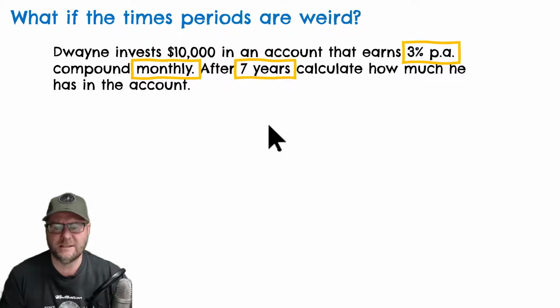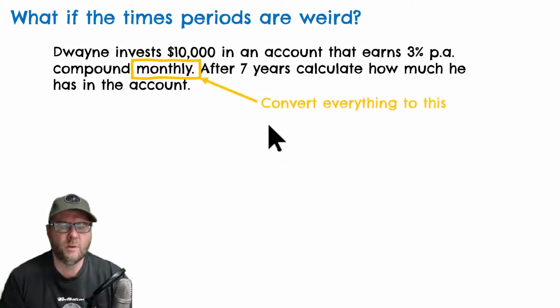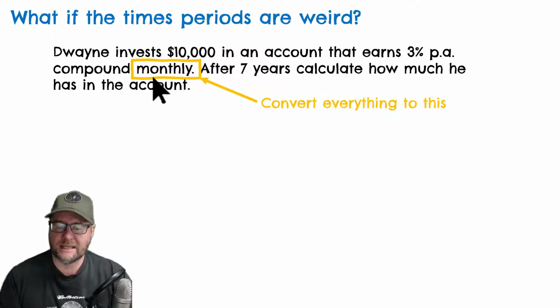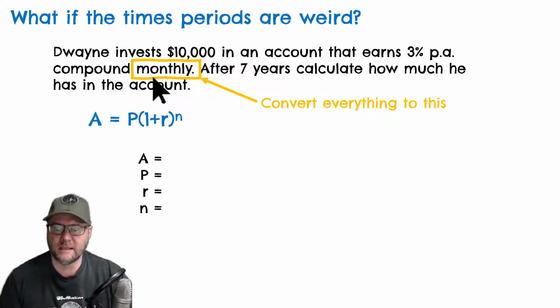So once again, we're back to years. What's going on? I'm getting confused. Is it months or years? Here's what we do. We look at the compounding period and we just convert everything to that. So in this case, we're going to convert everything to months because it says it compounds monthly. So we're going to take all these other figures and convert them into monthly equivalents.